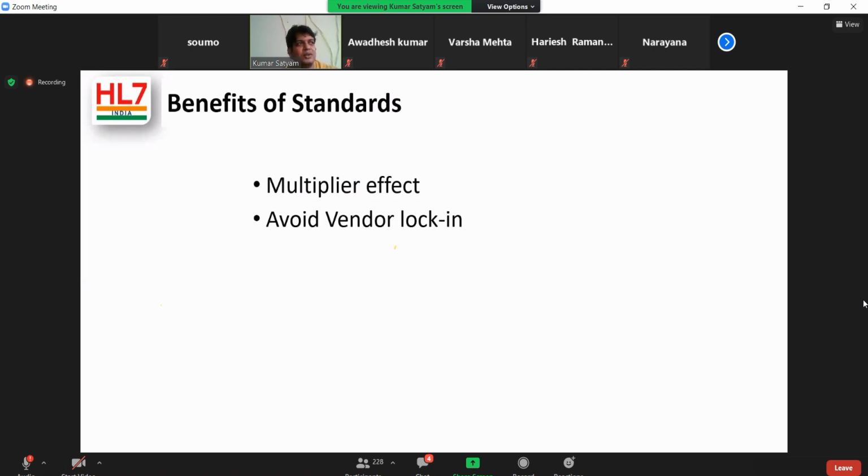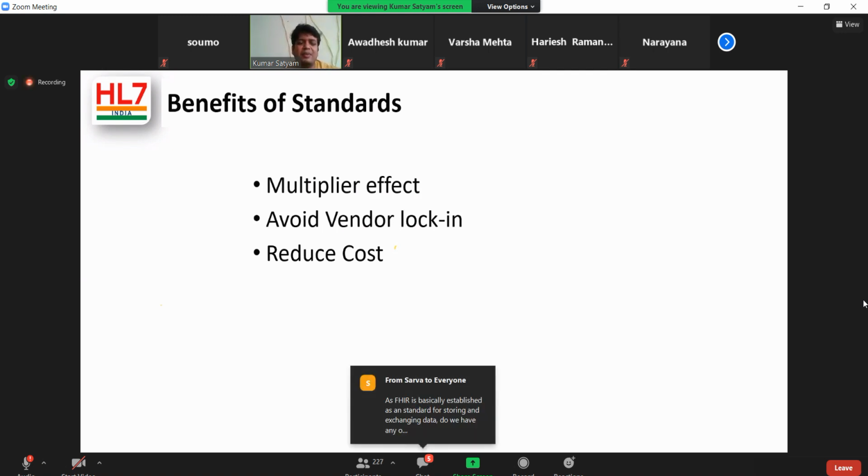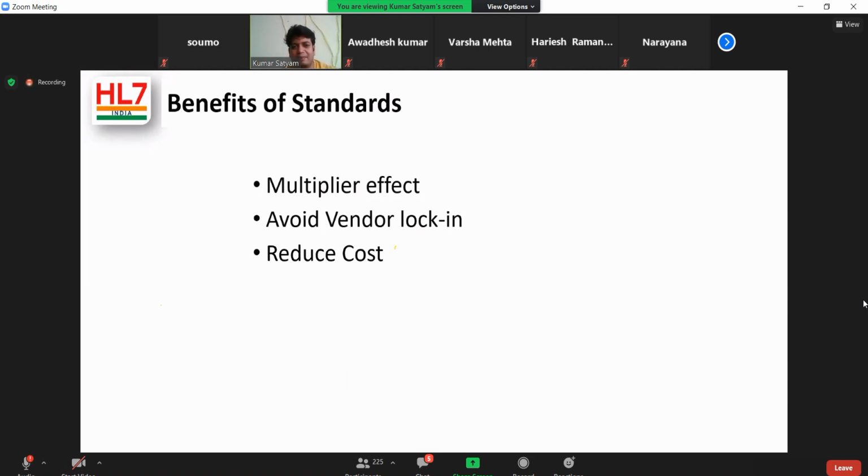You can switch the vendor, but still your things will work because they are supporting a proper standard. Standards over a period of time actually reduce cost. If you are implementing a standard for the first time in one application, maybe you will find that it is costly, but over a period of time, because of its multiplier effect and because of the way access to resources, tools and technologies is there, standards actually reduce cost.